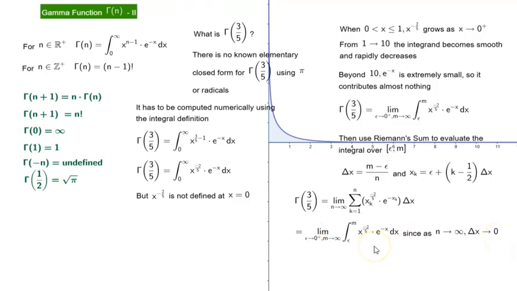We don't really evaluate this Riemann sum by hand. We use a calculator or software. If we do that, we get a value of 1.462769 and so on. So that was the gamma function. Of course, we didn't use the gamma function formulas here, but I just wanted to show you that if you are asked to find gamma of 3/5 or something similar, then it may not be as easy as we think.